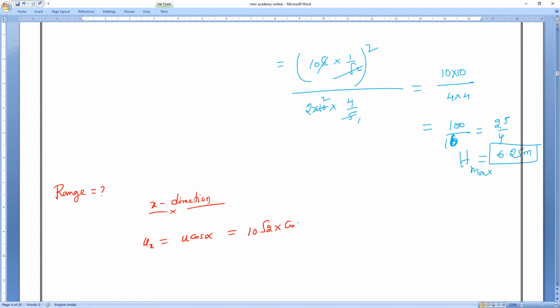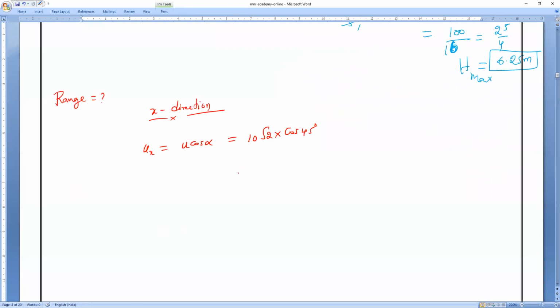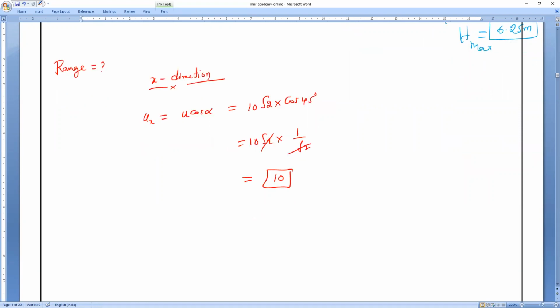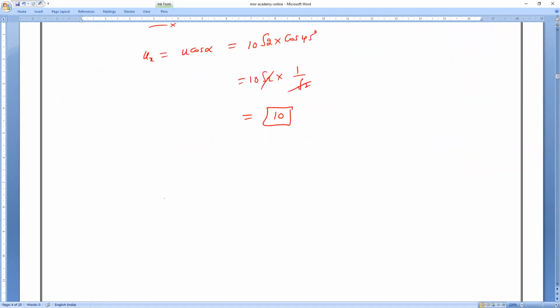What is cos alpha? 45 degrees. Cos 45 value is 1 by root 2 only. So root 2 will get cancelled, which equals 10. Am I correct or not?